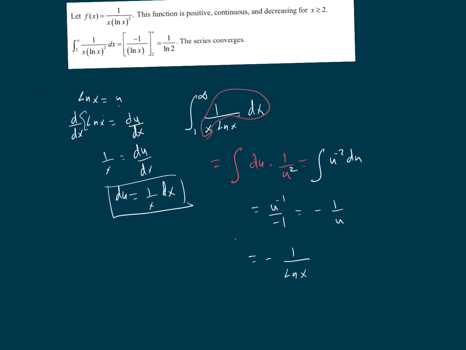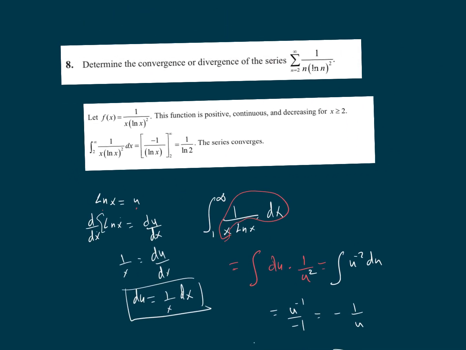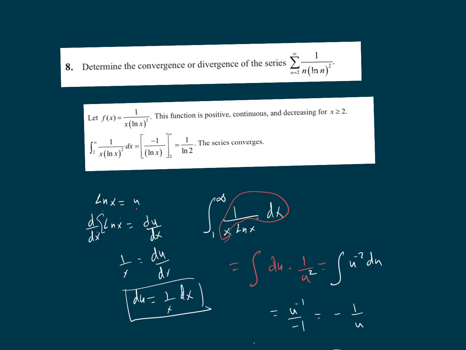So what is the integral? The integral between 2 and infinity, you can keep going, and it will be 1 divided by natural log of 2. The fact that this integral converges makes it possible to say that this series will converge. So the series converges.